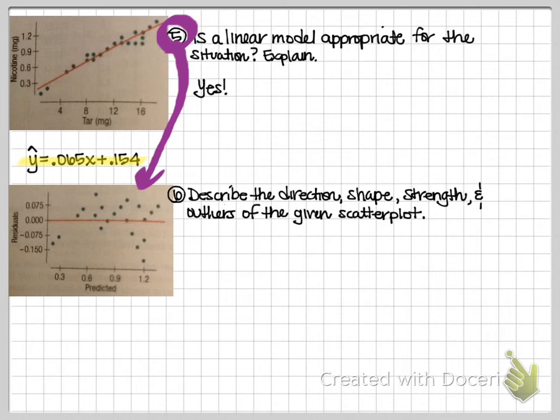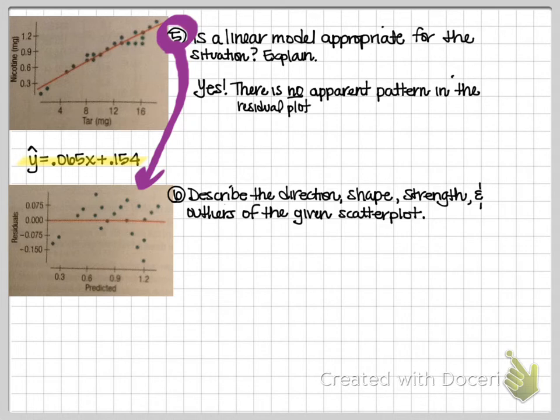And my explanation has to do with the residual plot. I would say it is because there is no apparent or obvious pattern, but I do have to be specific, and I'm going to say in the residual plot. I have two graphs here to look at, and I don't want to say I don't see any pattern. Well, we're only talking about the residual plot at this point. Okay, so now I'm going to take a look at the next one.